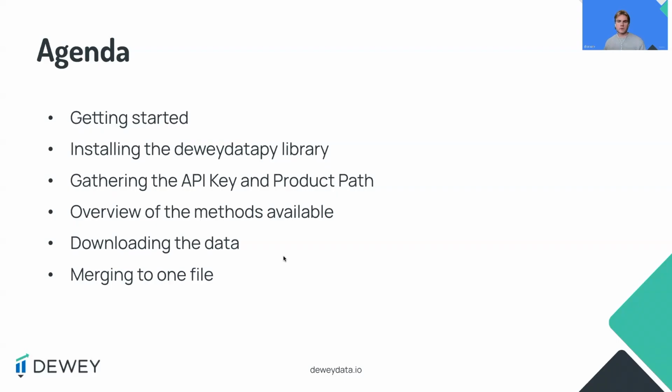First, I just wanted to give an overview of what we'll be working on in this tutorial today. First, we'll give an overview of the necessary items needed to move through this tutorial in the Getting Started section. Next, we'll talk about installing the deweydatapy library, gathering the API key and product path from the Dewey platform, and then an overview of the methods available within the deweydatapy library. Finally, we'll download the data and merge it into one file.